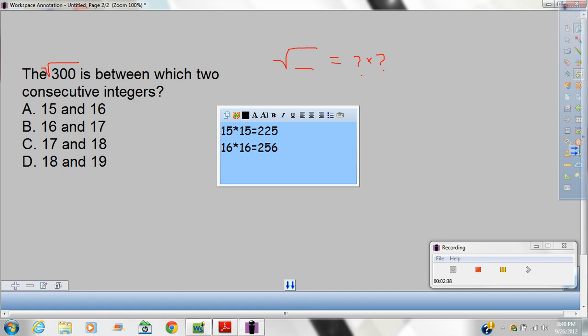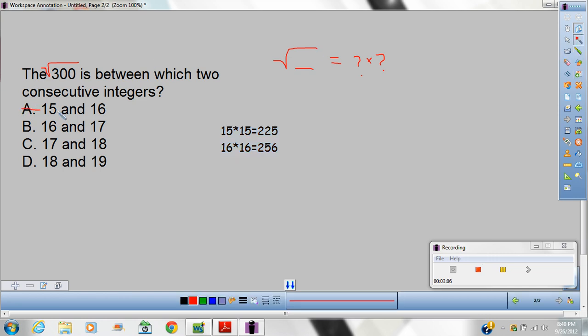So obviously we know now that 15 times 15 did not give us a value that is super close to 300, and 16 times 16 did not give us a value that would enclose 300 inside. Obviously 300 is not between 225 and 256. So we can actually rule out A now. Let me get my pen, and we can cross that one completely out.